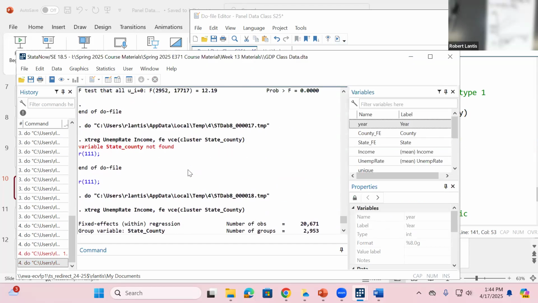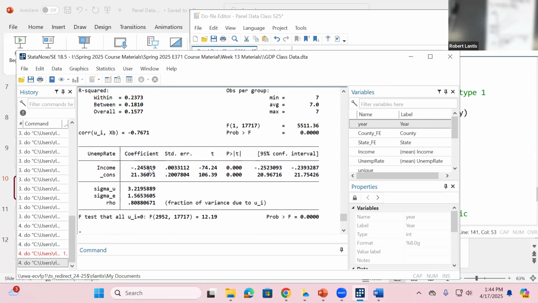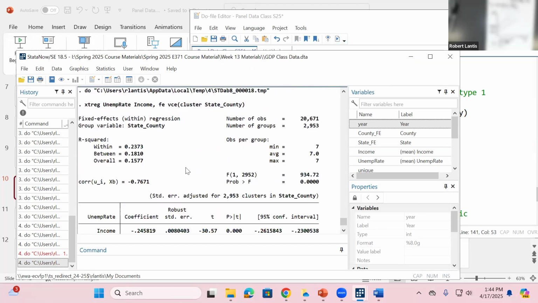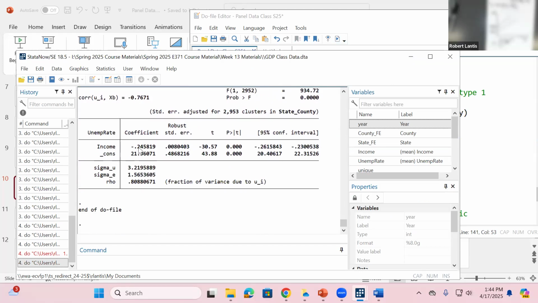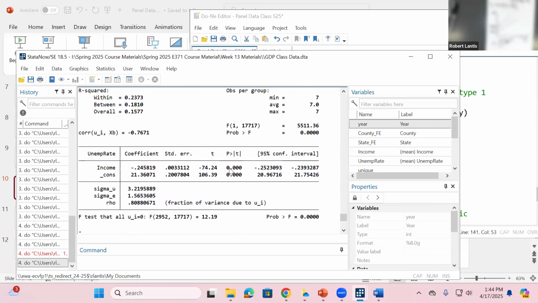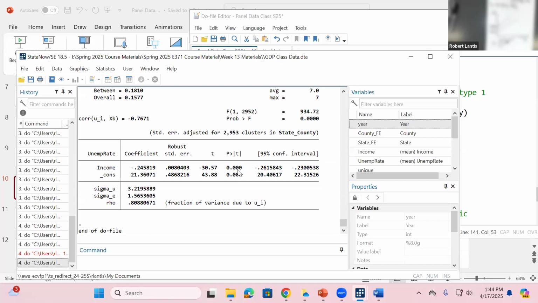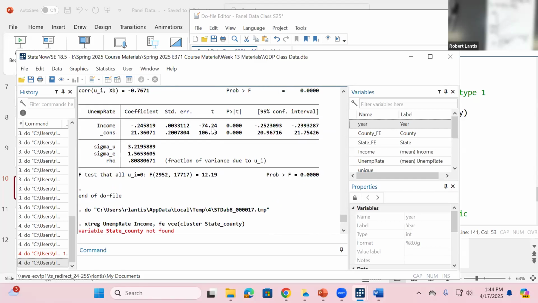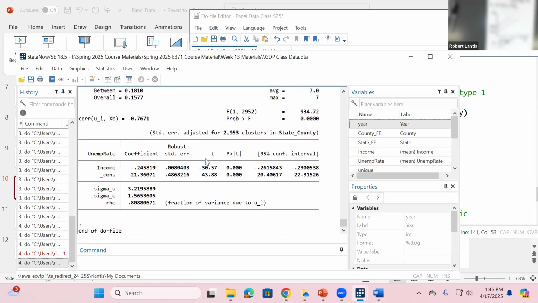So you can see without clustering, I get a coefficient of negative 0.24, standard error 0.003. Same coefficient if I cluster, my standard errors are a little bit higher. Now, in this case, it doesn't matter because my p-value is 0 in both cases. But how do I know I was less likely to reject the null here after clustering my standard errors? My test statistic is negative 30. What was it before? Negative 74. So even though both look like 0, which p-value is actually smaller? This one, because I have a more than twice as large test statistic.